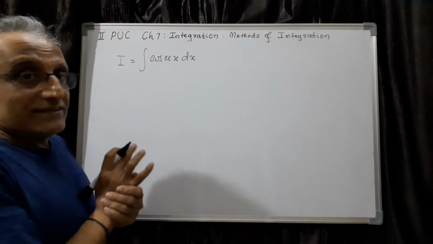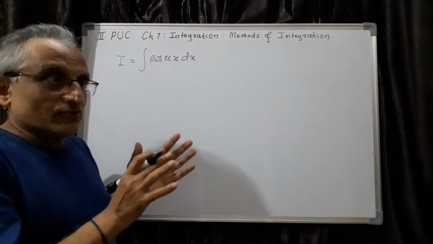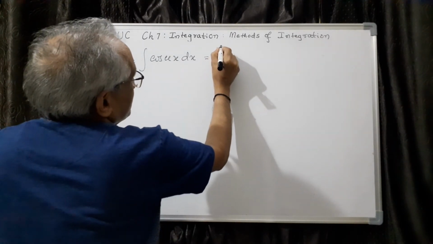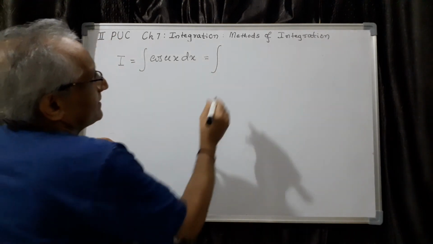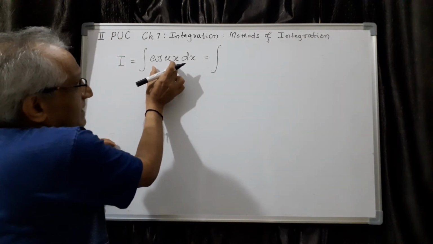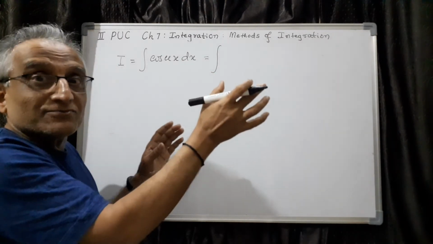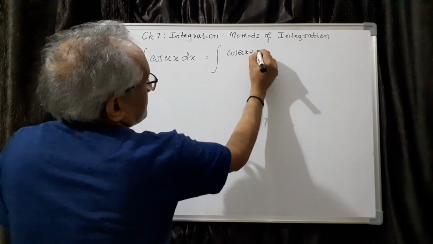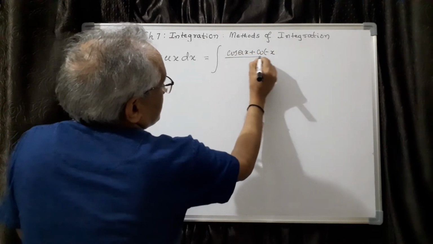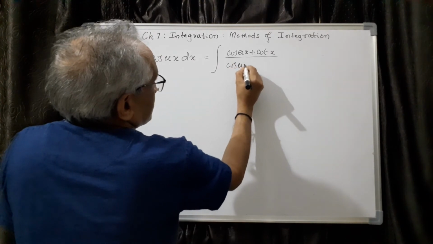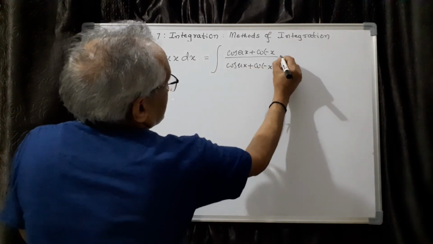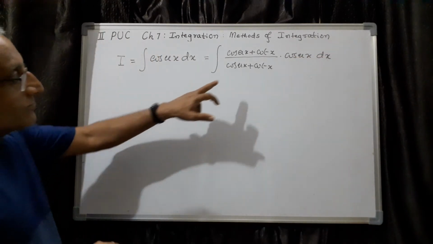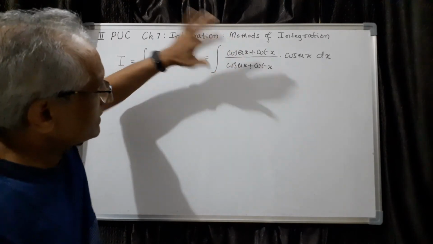This is also a very tricky proof actually. For the beginner, of course, it is a bit inconvenient, but you have to remember. So this is the trick we have to play. What you have to do is divide and multiply by cosecant x plus cot x. So later you will come to know why we have done that. So what I do here is cosecant x plus cot x divided by cosecant x plus cot x into cosecant x dx. So this is a very important step, divide and multiply.